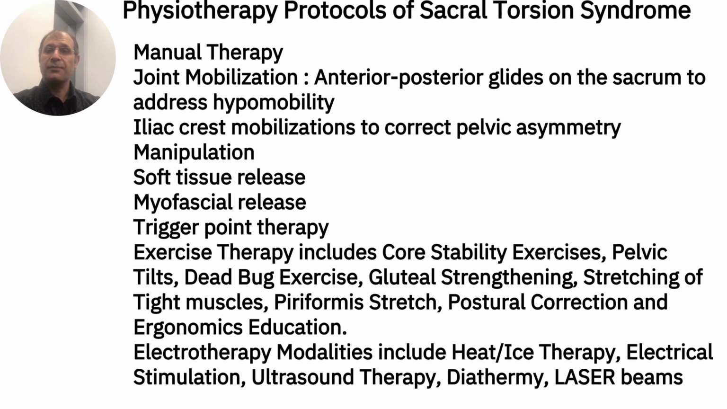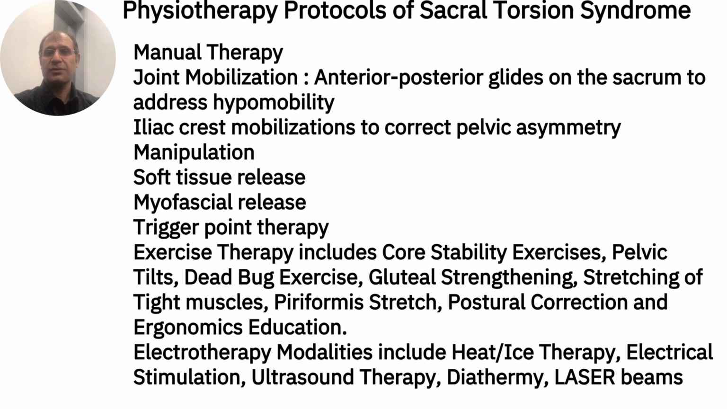Soft tissue release, myofascial release, and trigger point therapy can be applied to tight muscles around the sacroiliac joint, such as the piriformis, gluteus maximus, and iliopsoas. Exercise therapy includes core stability exercises, pelvic tilts, dead bug exercise, gluteal strengthening, stretching of tight muscles, piriformis stretch, postural correction, and ergonomics education. Electrotherapy modalities include heat-ice therapy, electrical stimulation, ultrasound therapy, diathermy, and laser beams.